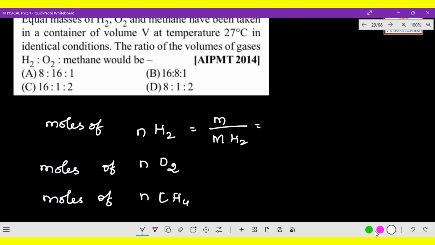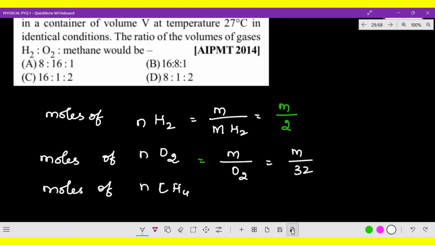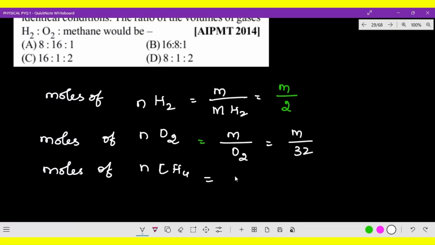So how do we bring it over here? Small m by 2. Why am I mentioning 2? Because molecular mass of hydrogen H2 is 2. And the same way here also small m by oxygen, so small m by 32. I hope you got the clarity, molecular mass of oxygen. And the same way here, small m by capital M. I just mentioned with the formula so that we can write it fast in a smart way. That is CH4.